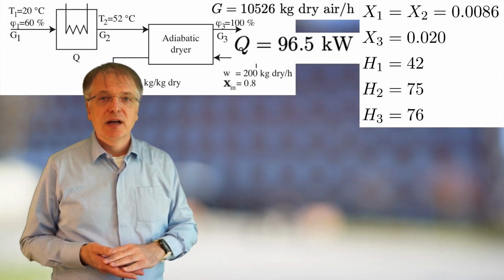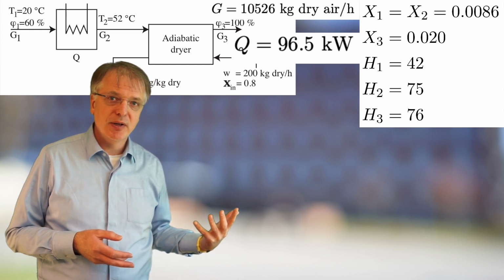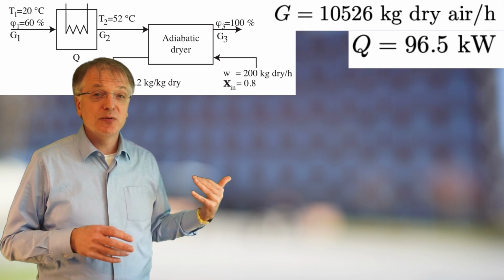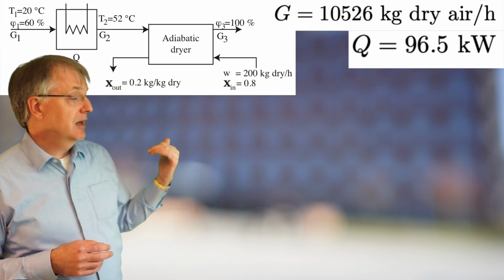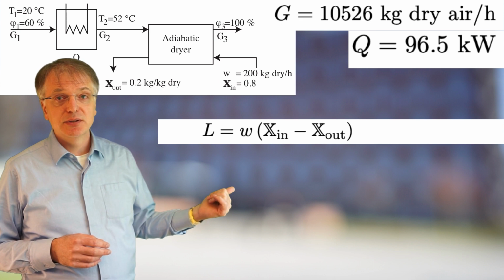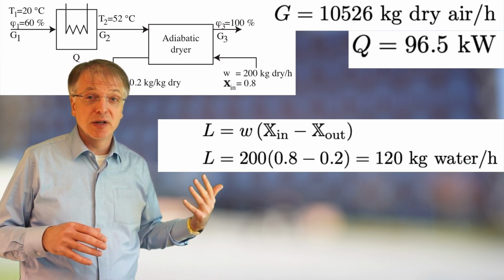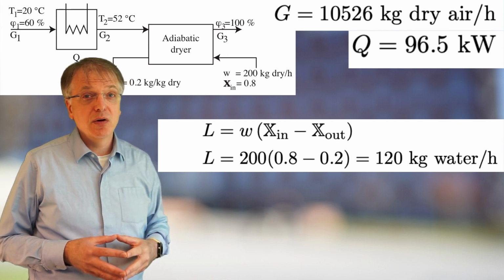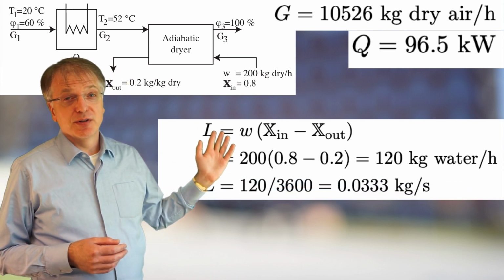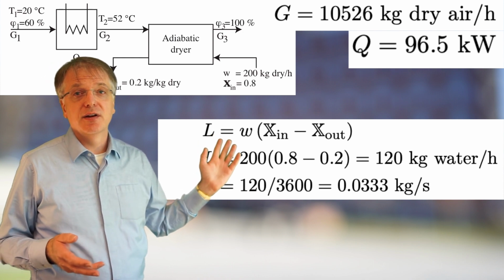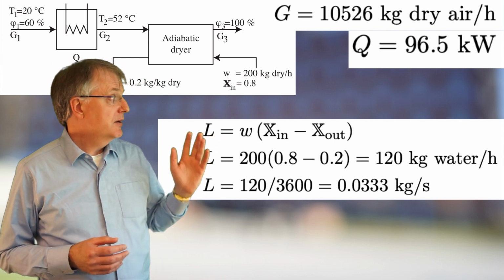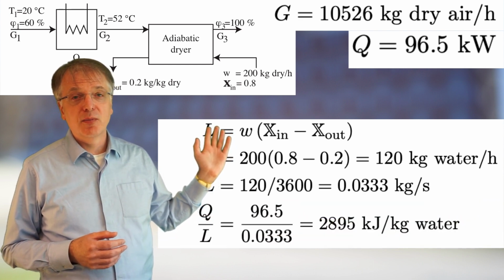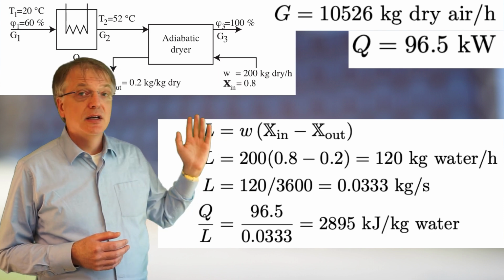To check our calculation, let us recalculate our energy requirement to the unit kilojoule per kilogram of water. The amount of evaporated water is W times X in minus X out, so 200 times 0.8 minus 0.2, which is 120 kilogram per hour, or 120 divided by 3600, 0.0333 kilogram per second. If we divide 96.5 kilojoule per second with 0.0333 kilogram of water per second, we get 2895 kilojoule per kilogram.